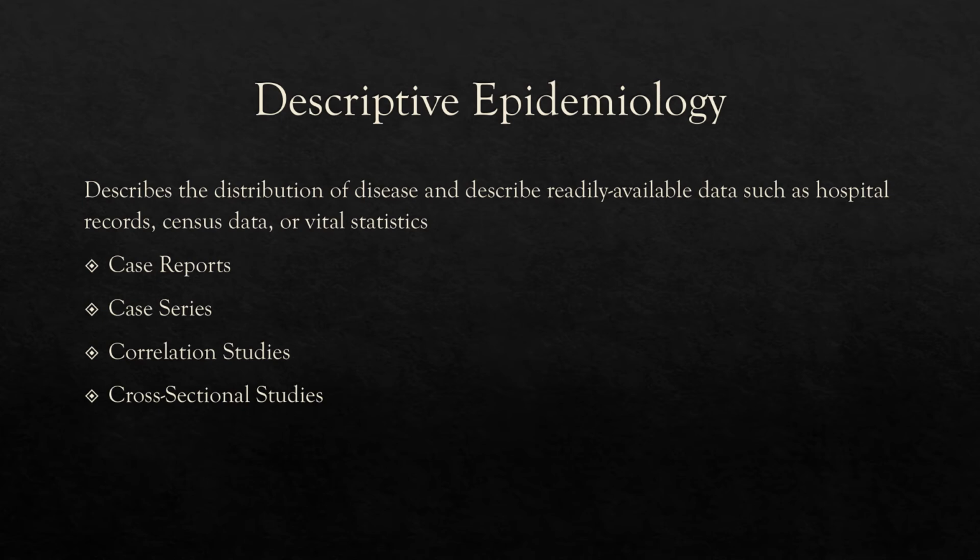But it can give us a lot of information about the population at risk. It can give us a lot of information about the way that risk works in a community, and so forth. So there's 4 types of descriptive studies: case reports, case series, cross-sectional studies, and correlation studies, which correlation are also called ecological studies.